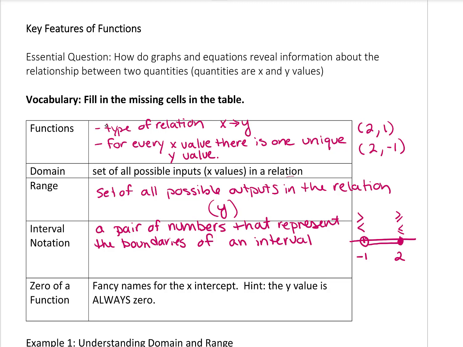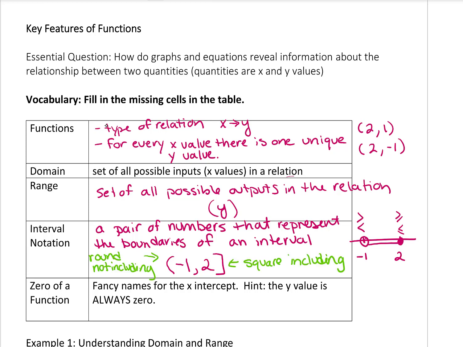So if I want to write this line in interval notation, I have a pair of numbers that represents the boundaries. So the boundaries would go from -1 to 2, and we put a comma between those two numbers, and then we want to identify if we're including the -1 or not. Because it's an open circle, we're going to use a round parenthesis. A round parenthesis means not including, and then on the 2, we're going to have a square bracket, and that symbolizes including. So let me write a little note over on the side for you.